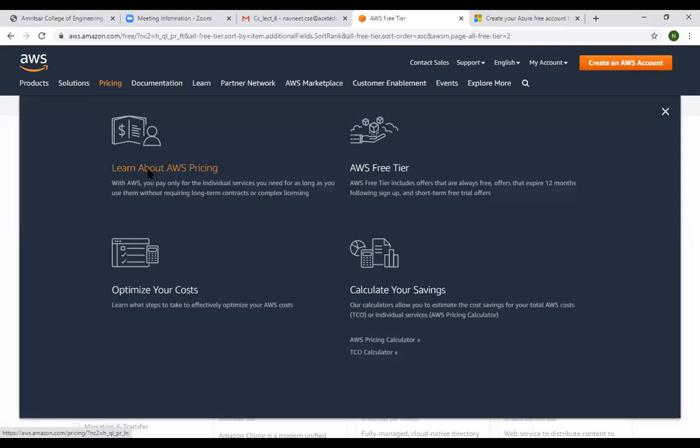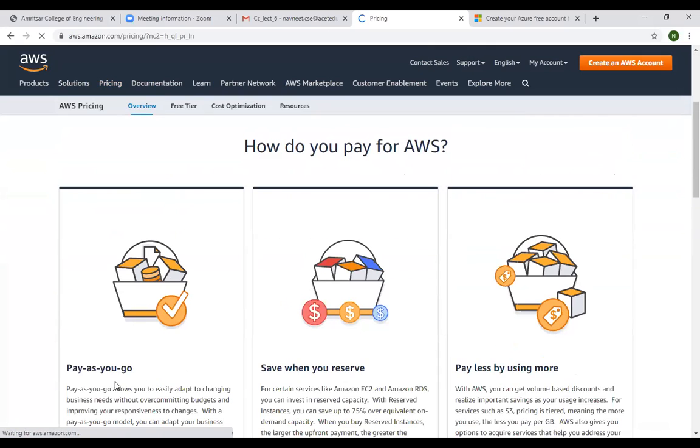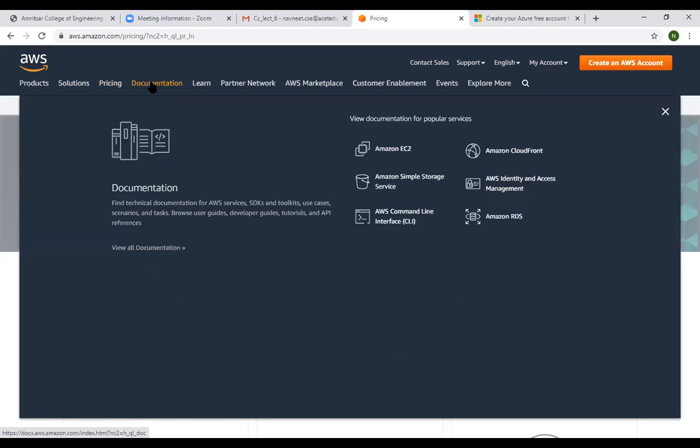So we were here in the pricing. Optimize your cost, calculate your savings. What are the pricing models? If we click on AWS pricing, how do you pay to AWS? Pay as you go, save when you reserve, pay less using more. So this is all about paying. Next is the documentation. You can view the documentation for popular services like EC2, Simple Storage Service, command line interface, CloudFront, Identity and Access Management, and RDS. We'll click on Amazon EC2 because we are concerned with the virtual machine or compute cloud.